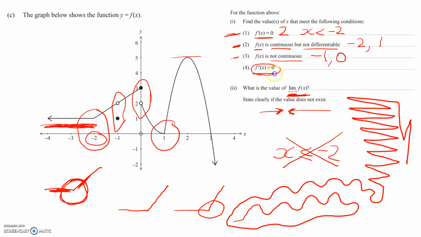Next, we're asked to find where the change in the gradient is negative. So we're looking for where the function is concave down. So that's going to be all values above 1. x is greater than 1. Remember what's going on there.